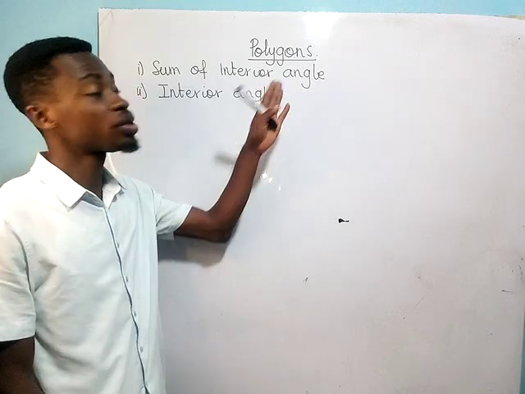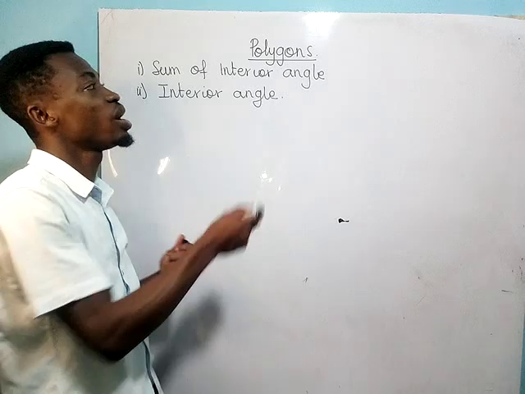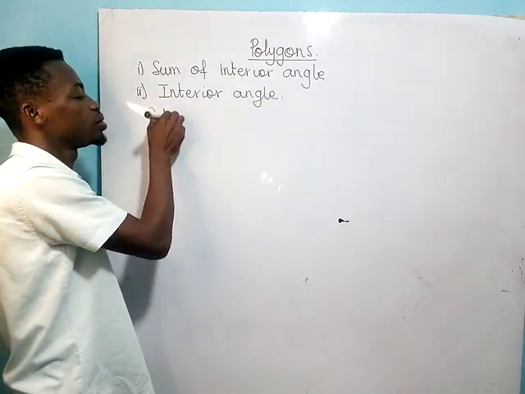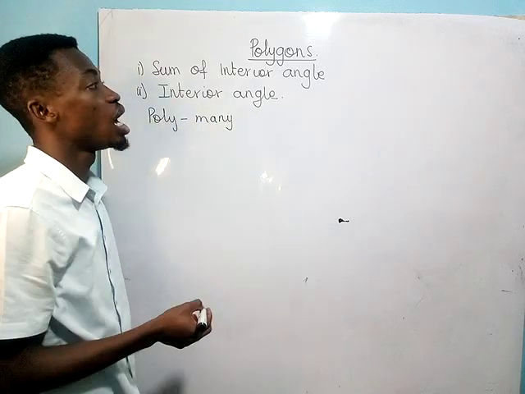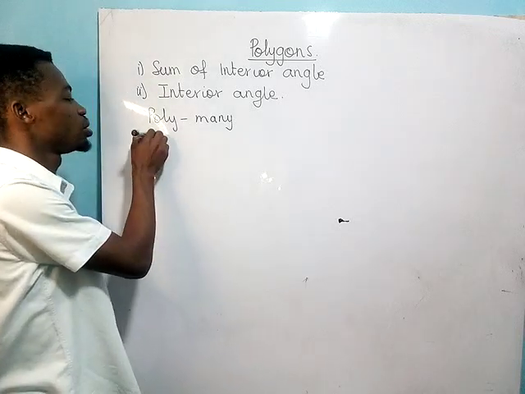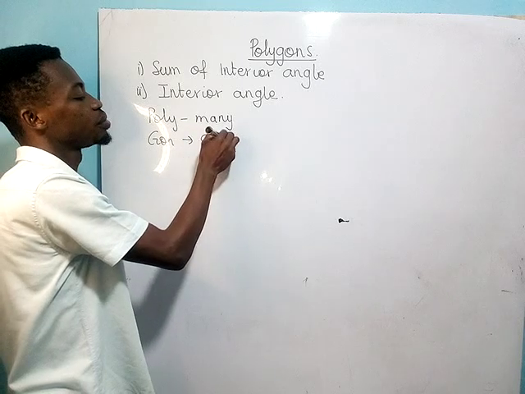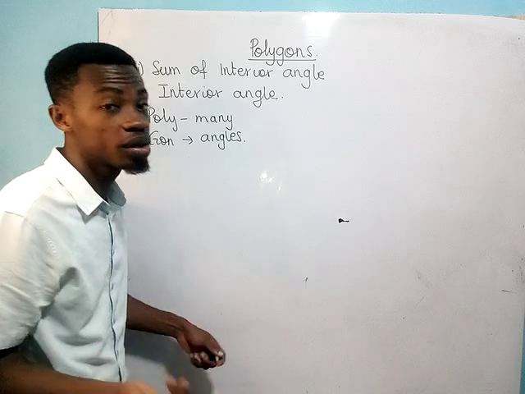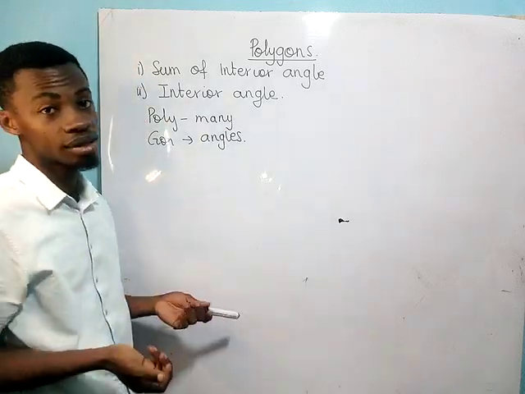First of all, we'll try to understand the word polygon. Now, when you look at the word, poly simply means many, and gon is a Greek word which deals with angles. So basically, when you are talking about a polygon, you are talking about a plane figure with many angles.